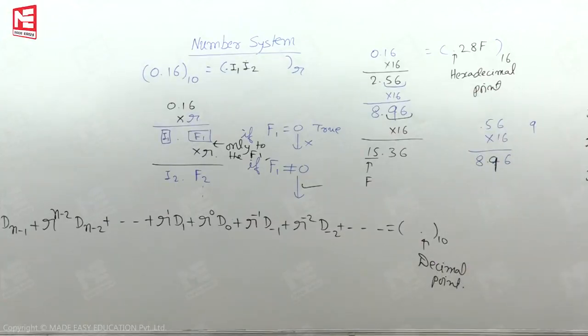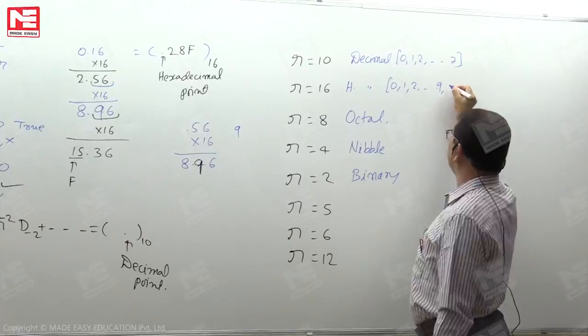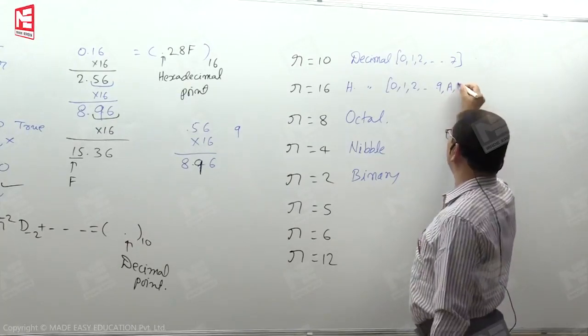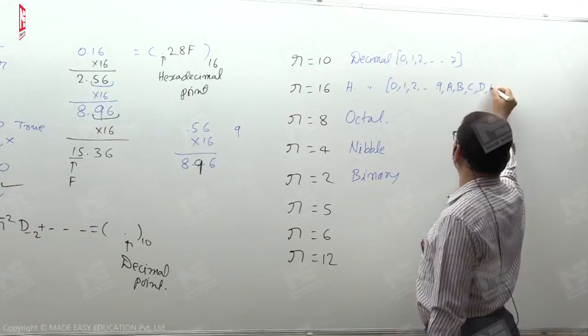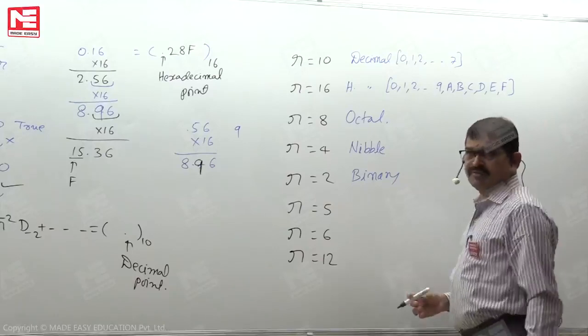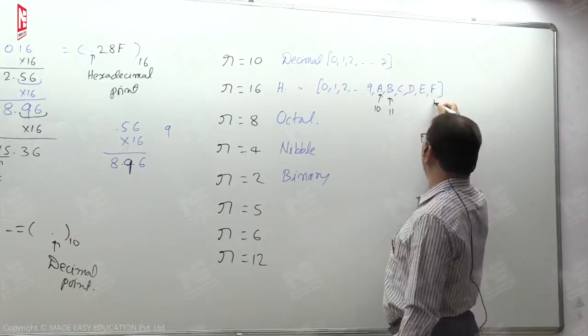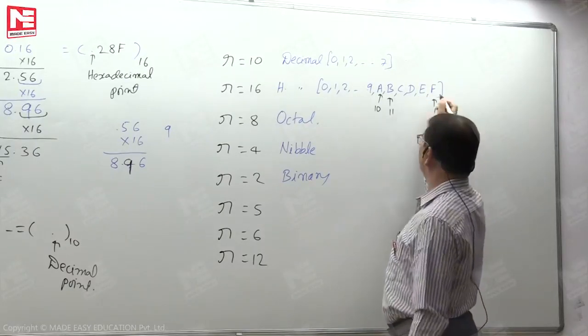In the case of the decimal number system, the digits are 0, 1, 2, and so on up to 9. In the hexadecimal number system, the digits are 0, 1, 2, and so on up to 9. Later, for representing decimal 10 to decimal 15, we use the symbols A, B, C, D, E, and F. So F is 15.